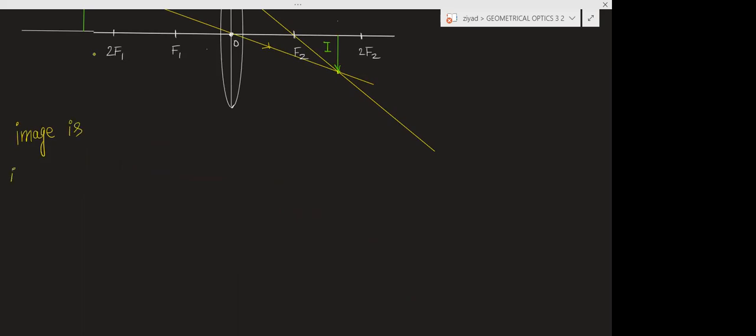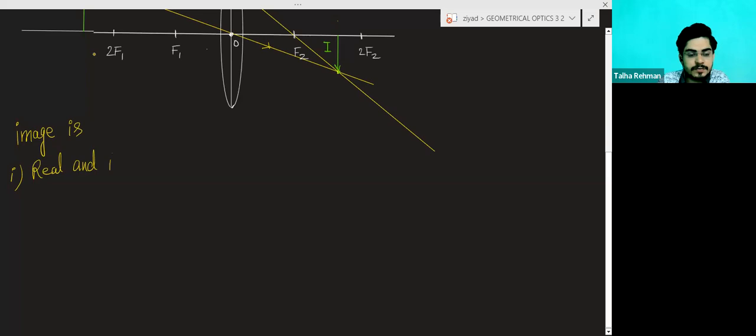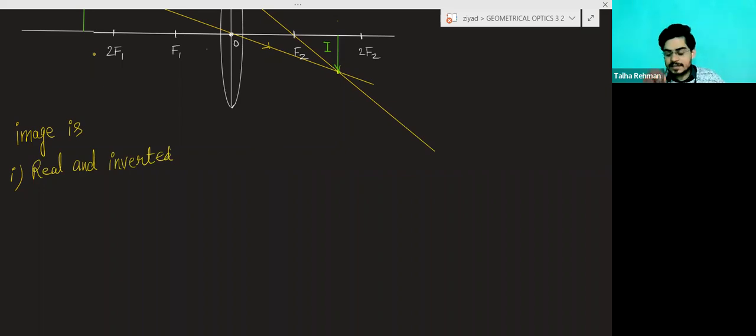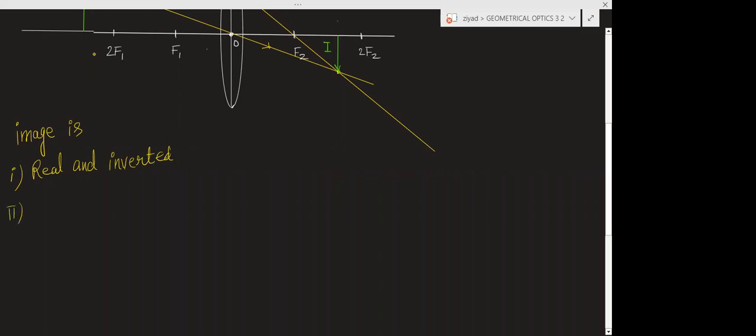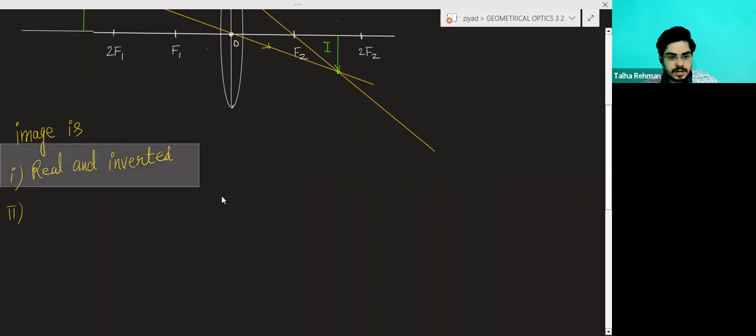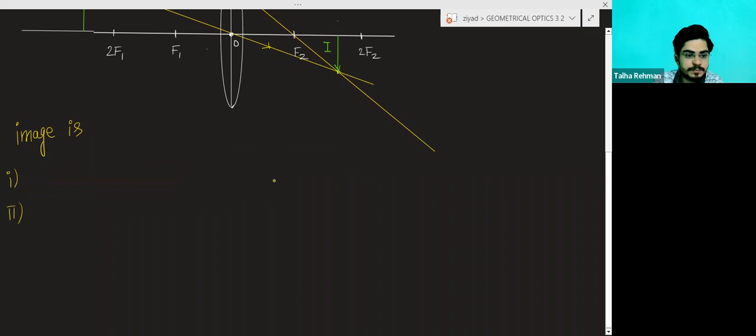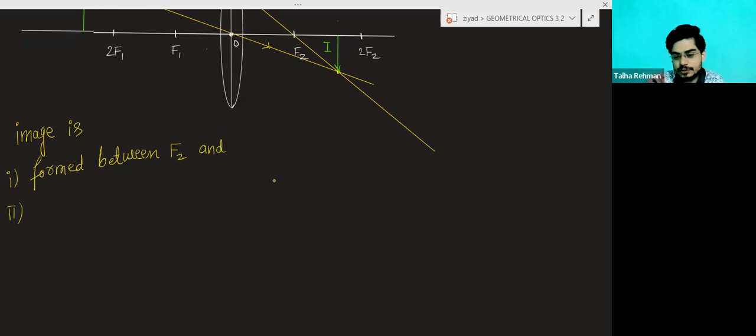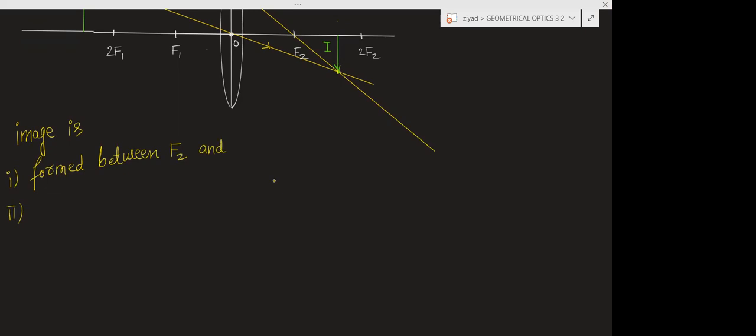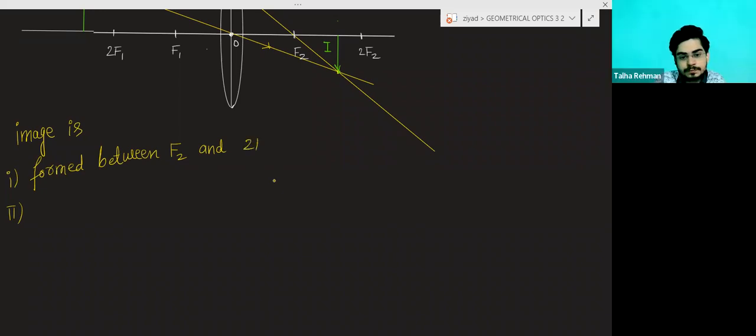So you can say the nature of the image is real and inverted. If someone asks why real and inverted, then you can say the rays are actually meeting. First we will describe the position: the position of the image is between F2 and 2F2. In the examination, draw the ray diagram with the help of a scale and pencil. The image is formed between F2 and 2F2, and it is real and inverted.